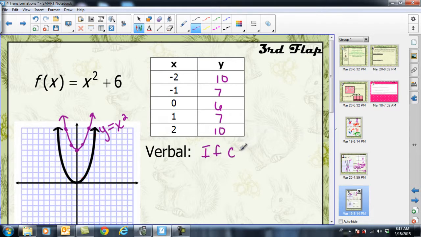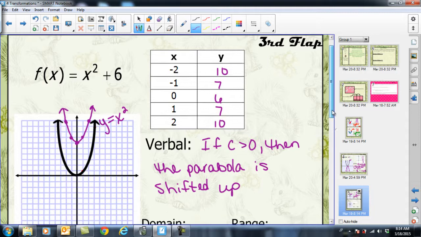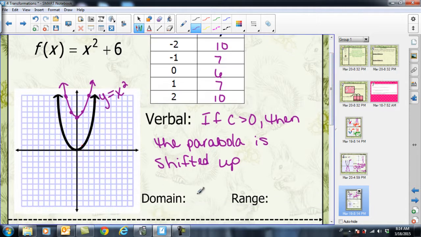So if c is greater than 0, then the parabola is shifted up that many units. And so this one got shifted up 6 units because I had the plus 6. And then the domain for the new graph is all real numbers. And the range, for the new one, starts at 6, that's the bottom of the vertex down there, and goes all the way to positive infinity.